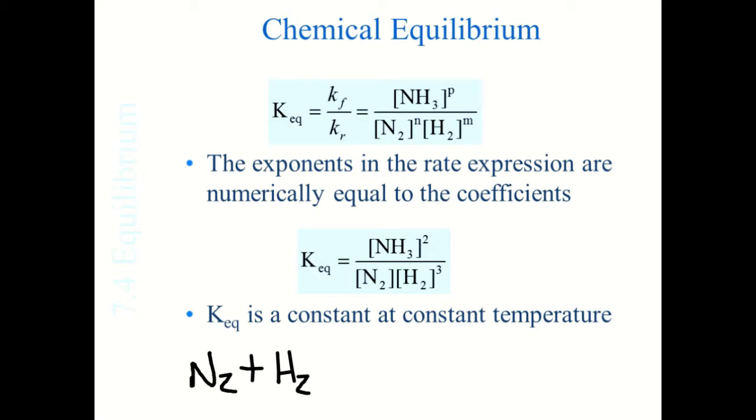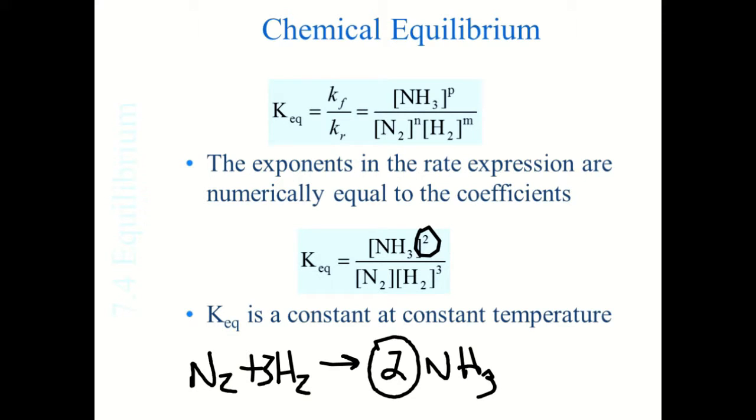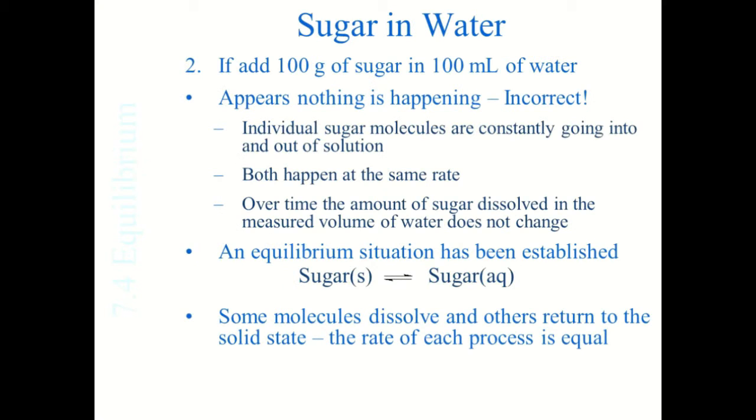So this was N2 plus 3H2, excuse me, produces 2NH3. Because this has a coefficient of 2, that's why I square NH3. Because this has a coefficient of 3, that's why I cube H2. This only has a coefficient of 1, so I don't put anything. I want to stress that because a lot of people make the mistake of using the coefficients on the rate equation. You don't. You only use the coefficients on the equilibrium equation.